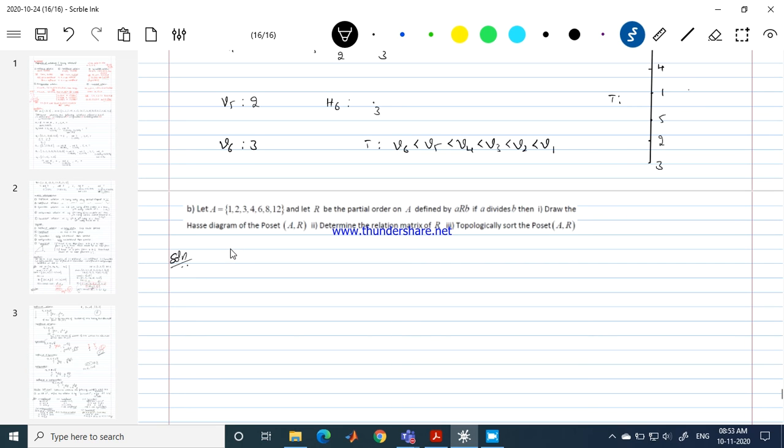Please tell me the elements of this set. So what are the elements of R?